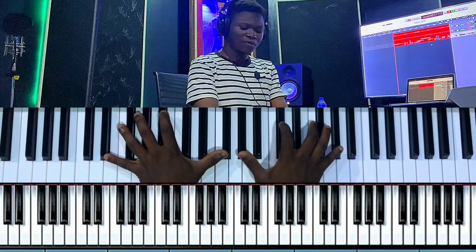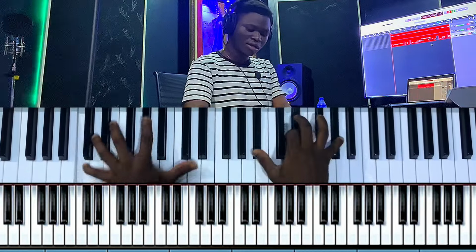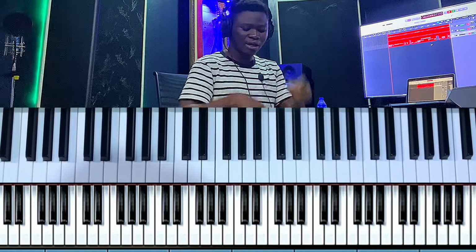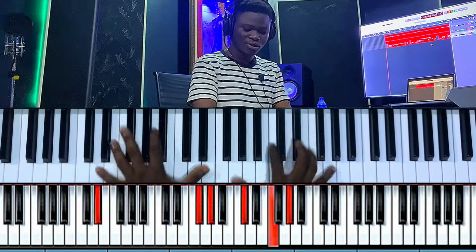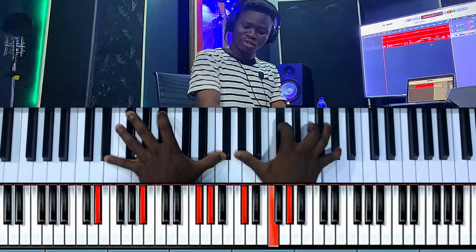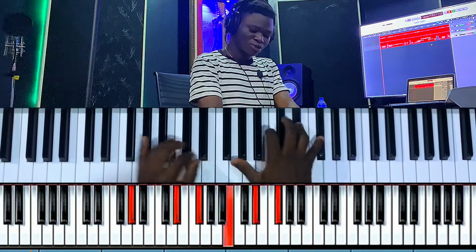So I had to do this turnover of 6-2, 4-6-2, and 4-6. I know I explained this chord the other time. So 6, then 2, then 5.